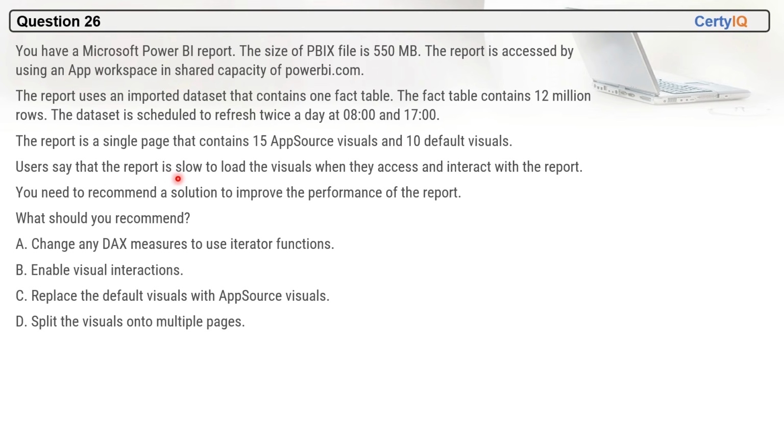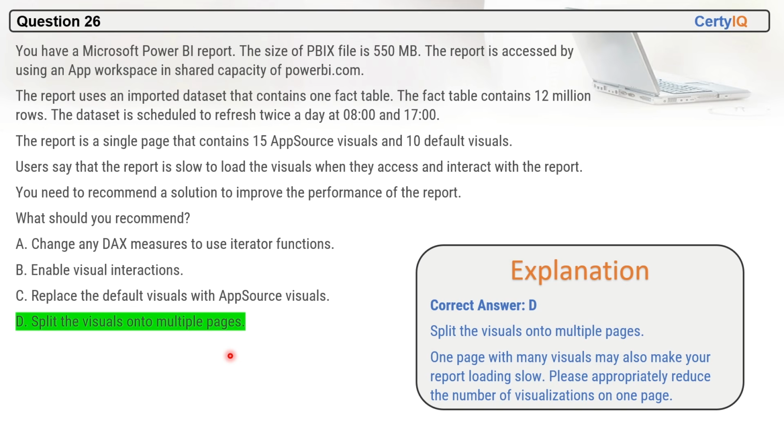Users say that the report is slow to load the visuals when they access and interact with the report. You need to recommend a solution to improve the performance of the report. So what should you recommend? We will recommend to split the visuals onto multiple pages. D will be the right option here. Split the visuals onto multiple pages. One page with many visuals may also make your report loading slow. Please appropriately reduce the number of visualizations on a page.